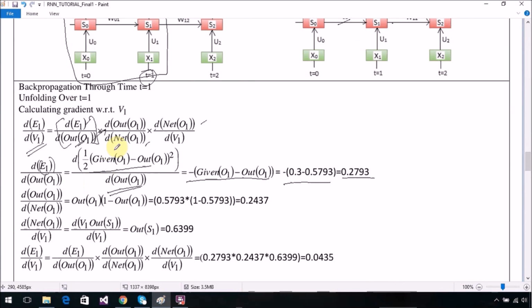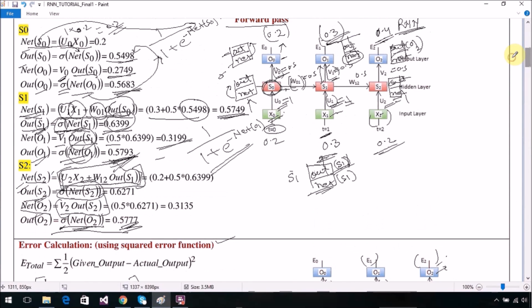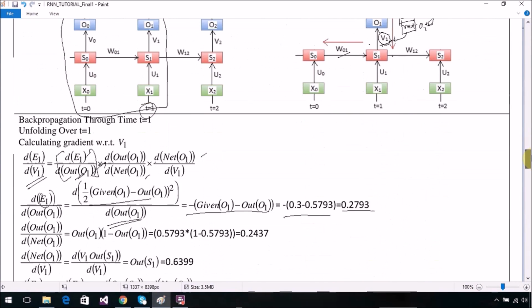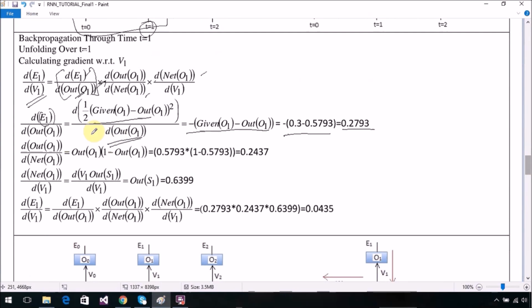Similarly, we can calculate out O1 with respect to net O1. Between out O1 and net O1, out O1 is a sigmoid of net O1, so we will use this sigmoid relation of differentiation here, and it will be equal to out O1 into 1 minus out O1, and by putting the values we can get this result. The next part is net O1 with respect to V1.